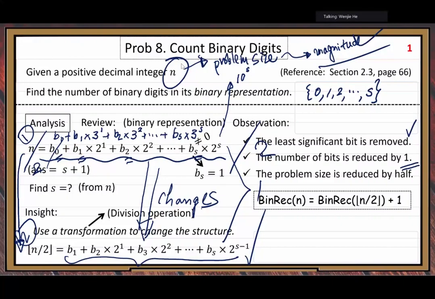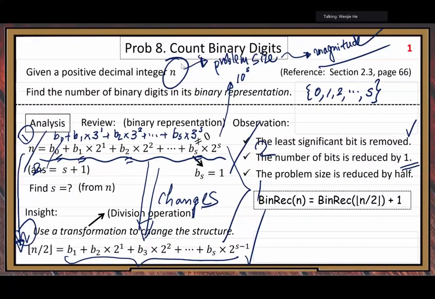Based on this definition, the number of bits on the left-hand side equals, using the second representation, the number of bits of the floor of n over 2. We know the difference is 1, so we plus 1 and get back to the original number. That's the recurrence relation.